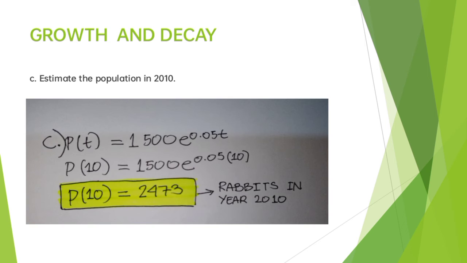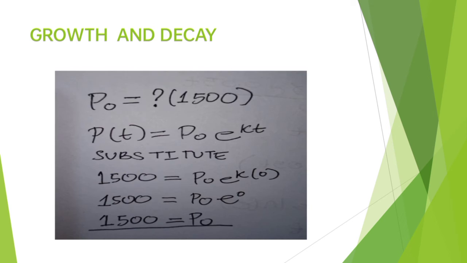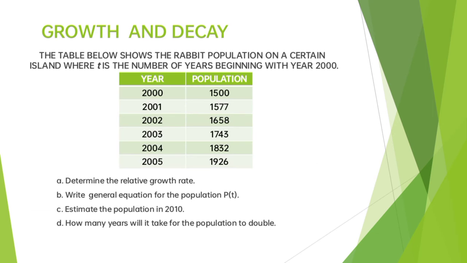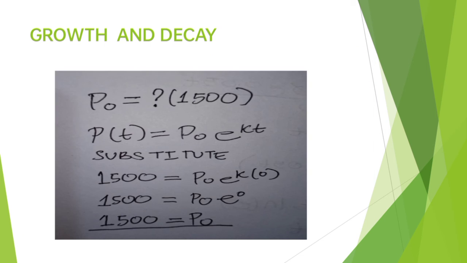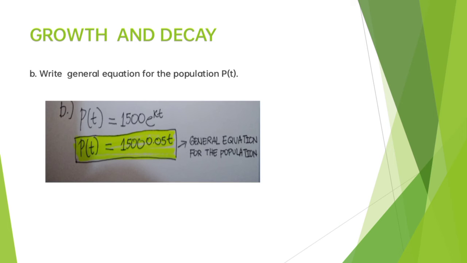Let's proceed to letter C. Estimate the population in 2010. Sorry. Going back to the given table, we see that only the data up to 2005 is given. So, letter C asks to estimate the population of rabbits when we reach 2010.